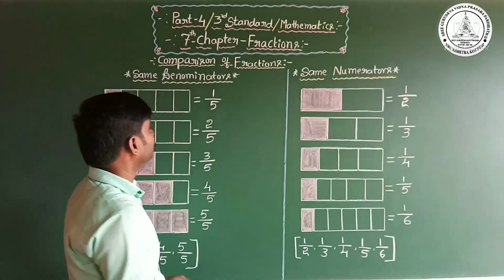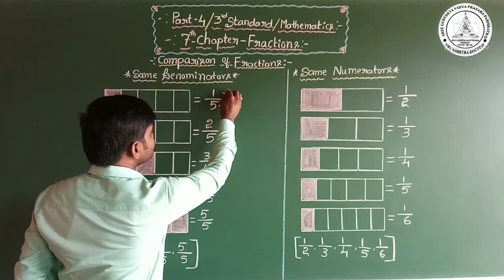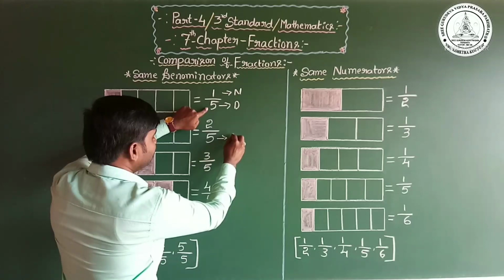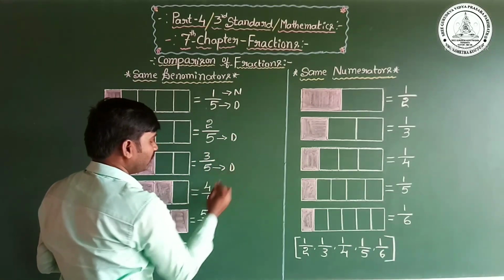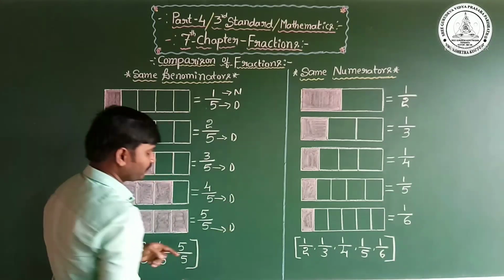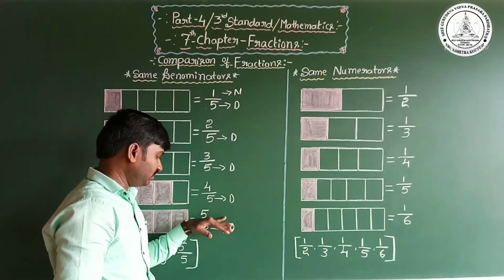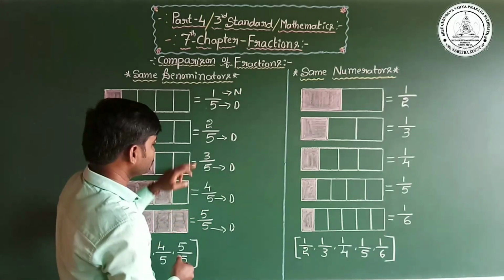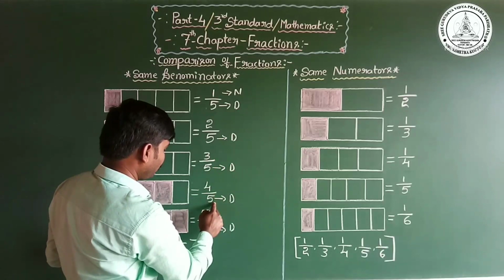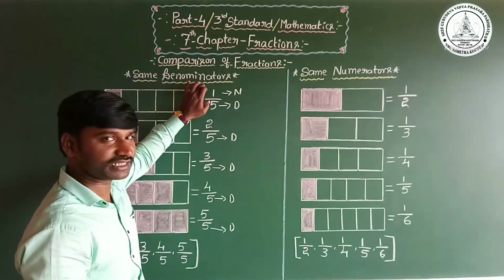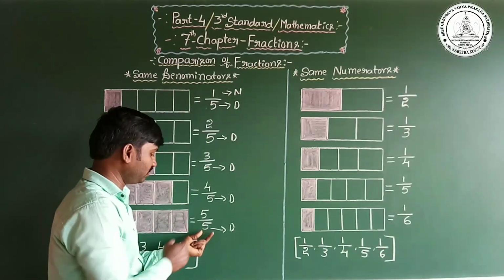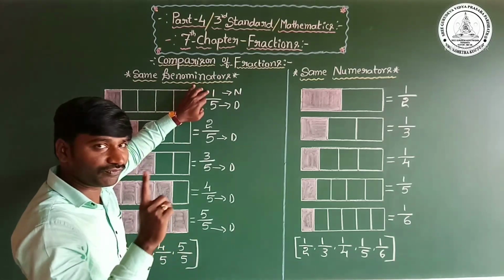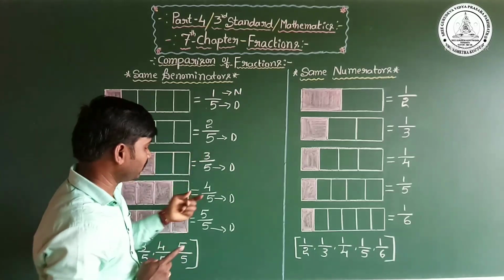Below the dividing line is what we call the denominator, and above the dividing line is what we call the numerator. You learned this in the last class. Here the denominator is 5, here also 5, here also 5, here also 5, here also 5. So all the denominators are 5, which means the same denominators. But observe the numerators: here 1, here 2, here 3, here 4, here 5.